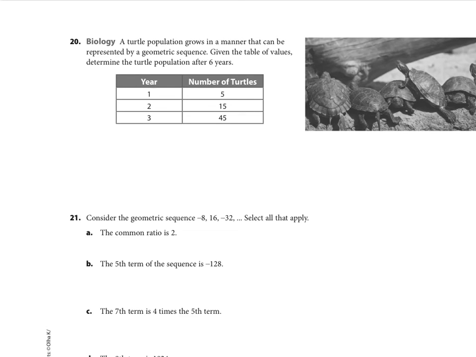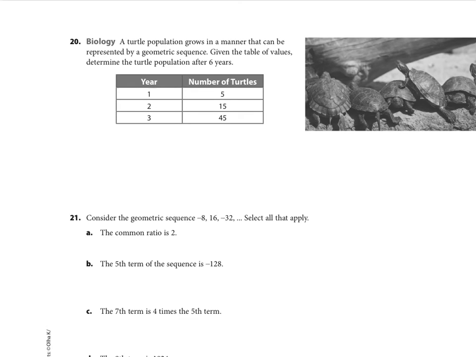A turtle population grows in a manner that can be represented by a geometric sequence. Given the table of values, determine the turtle population after 6 years. So what's happening here? These are going up. How? You're multiplying by 3. So again, you continue to go on.